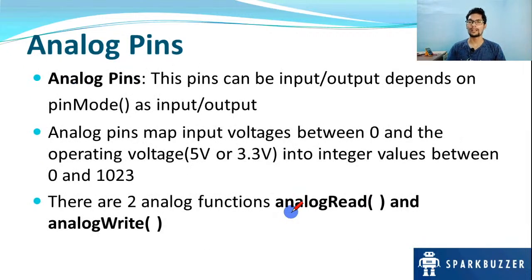Analog pins. These pins can be input or output, depending on pin mode, and analog pins map an input voltage between 0 and 5 volts into an integer. For example, if you have 0 volts, the value is 0. If you consider 5 volts, then the value will be 1023. So imagine if you have 2.5 volts, then the value will be 511. There are two analog functions, analog read and analog write.